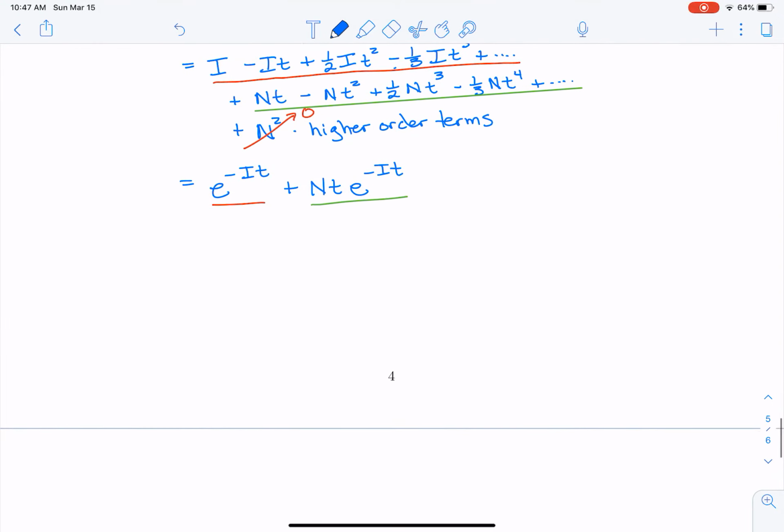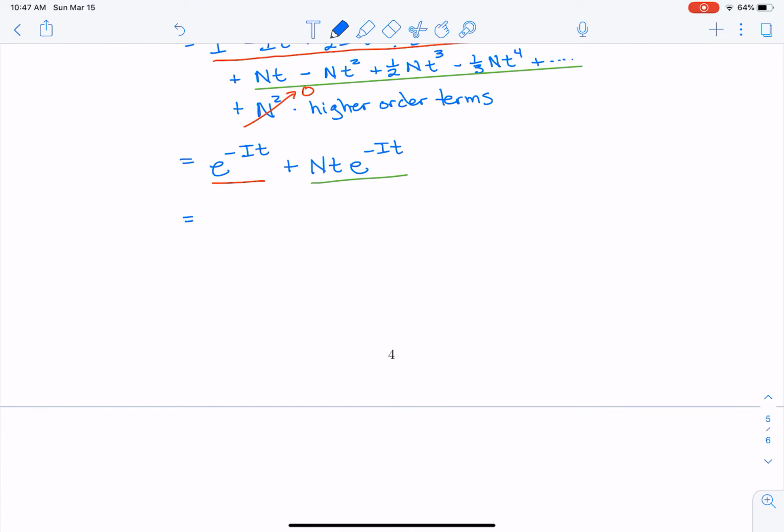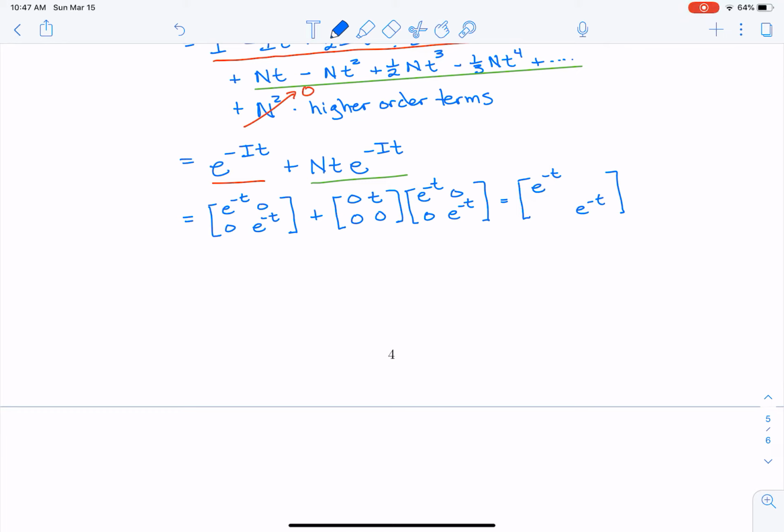Okay, so what is this going to look like? e to the minus It is e to the minus t, 0, 0, e to the minus t. And then we have N times t, so that's 0, t, 0, 0, times the series for e to the minus t. So it's e to the minus t, 0, 0, e to the minus t. So we have e to the minus t's on the diagonal when we do that sum. And when you multiply the two matrices together, there's only one term that comes out: t e to the minus t right there, and then a zero. So that gives us e to the Jt.